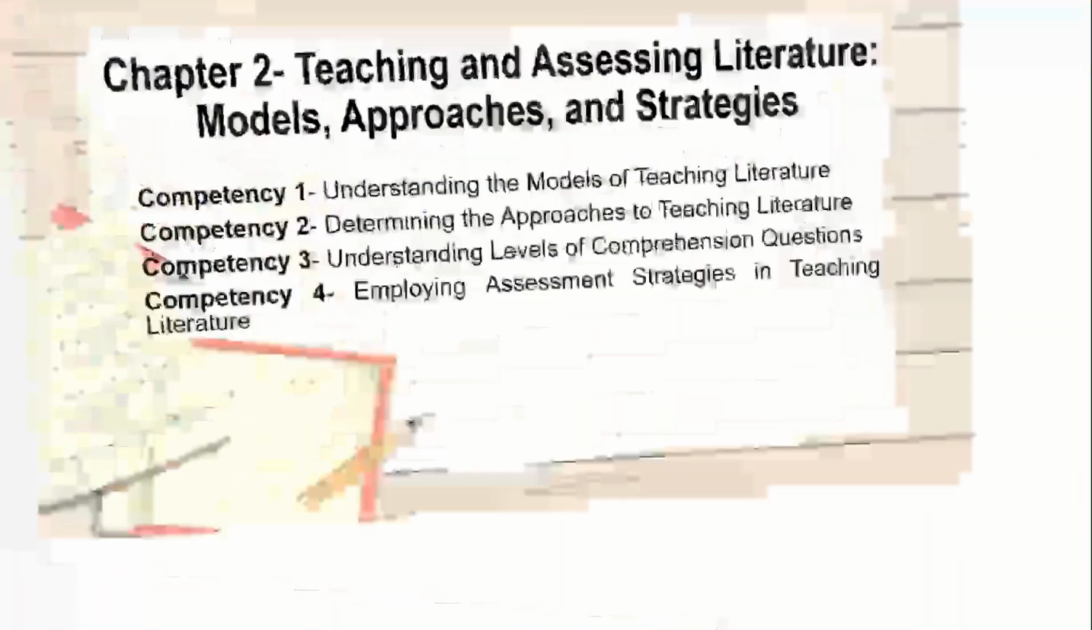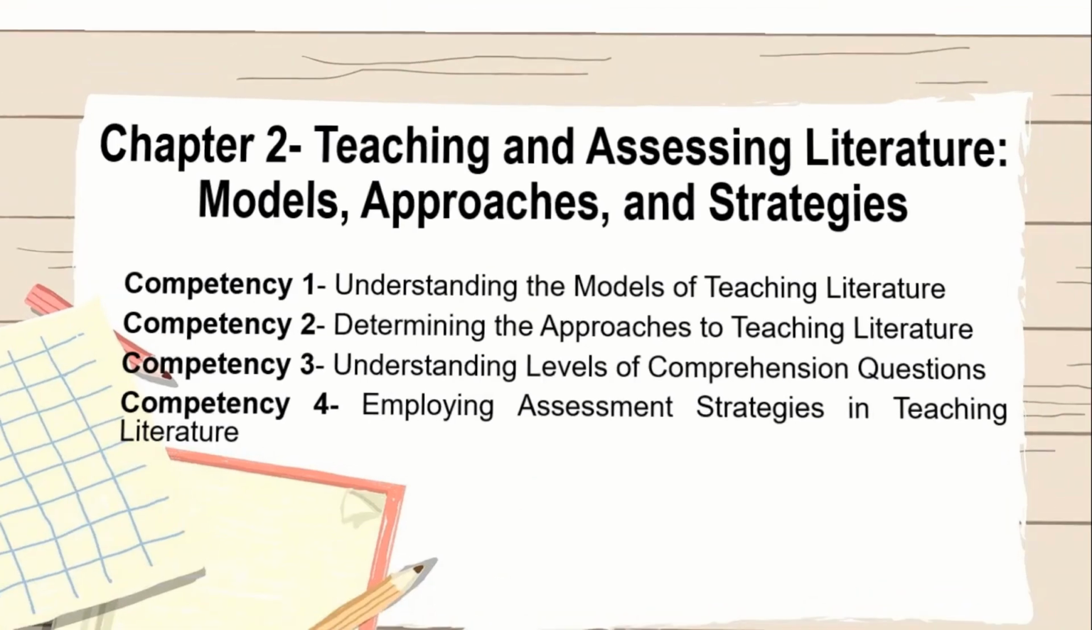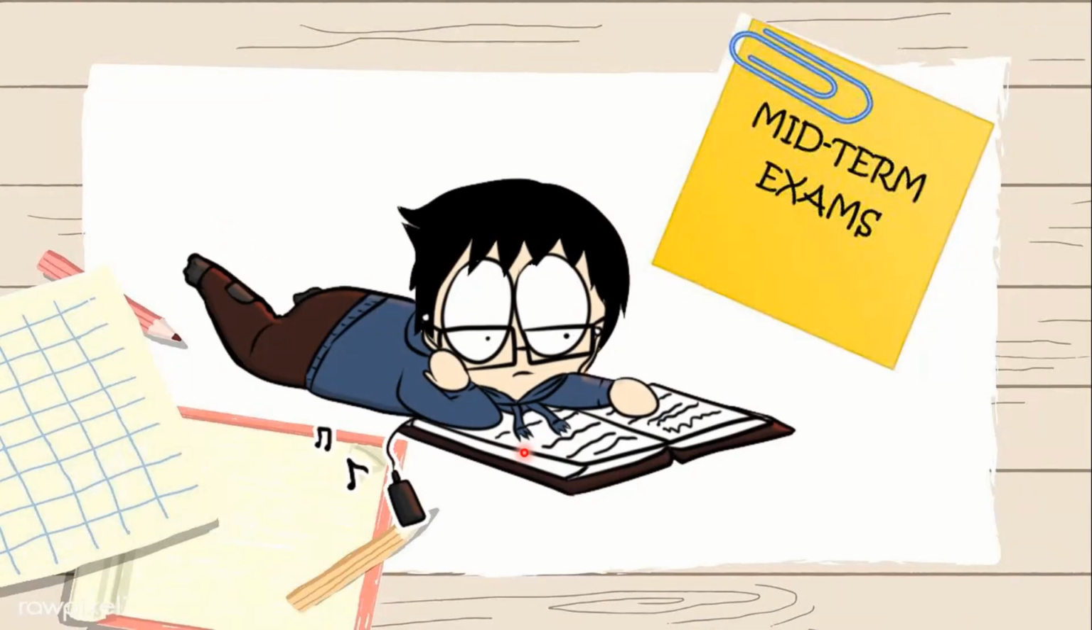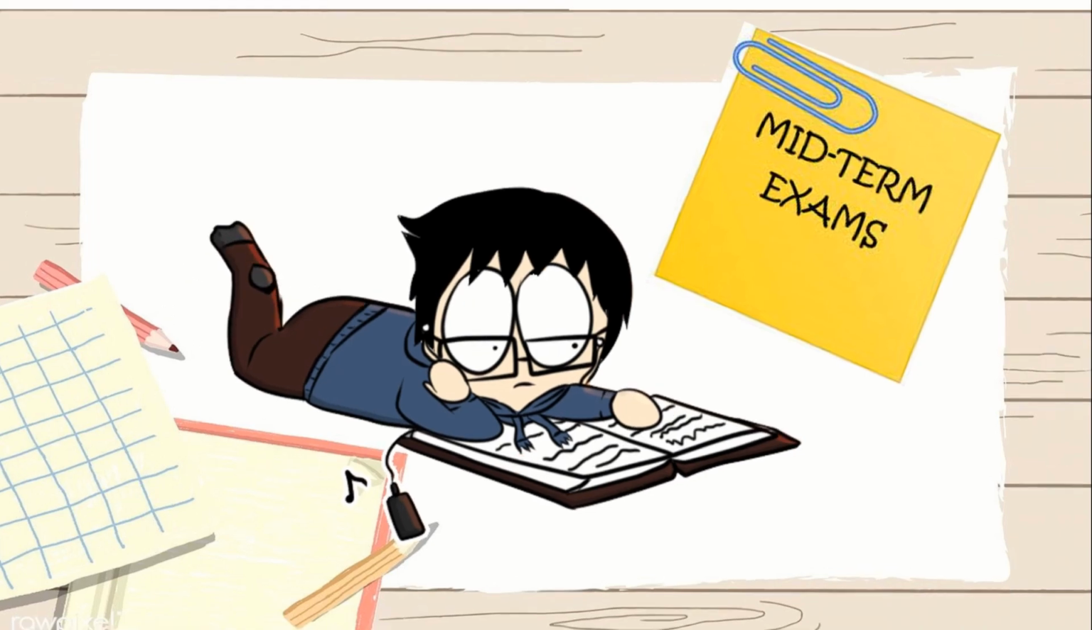On chapter 2, we have teaching and assessing literature: models, approaches, and strategies. For competency 1, understanding the models of teaching literature. Competency 2, determining the approaches to teaching literature. Competency 3, understanding levels of comprehension questions. And competency 4, employing assessment strategies in teaching literature. After chapter 2, we will be having our midterm examination. That will be the coverage of your midterm examination: chapter 1 and chapter 2.